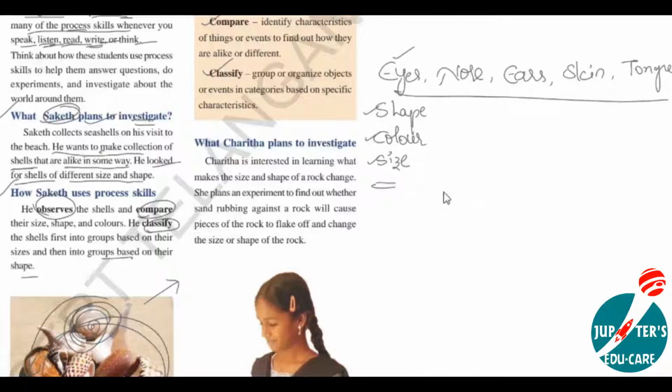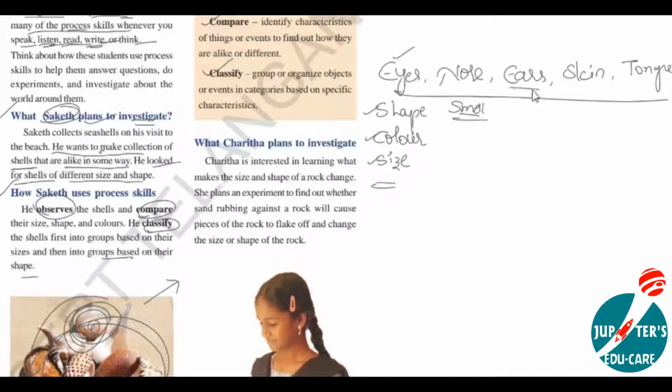Come to nose. With the help of the nose, what can he do? Smell, right? So shells. Can you find any smell in the shells? Yes, there is a smell because they are aquatic animals, so they have a distinct odor.